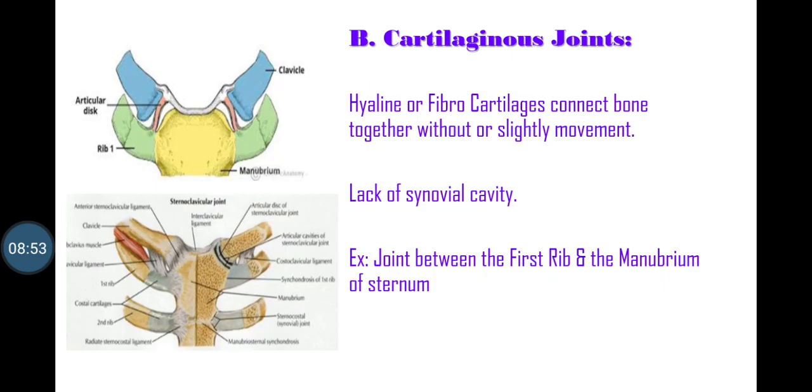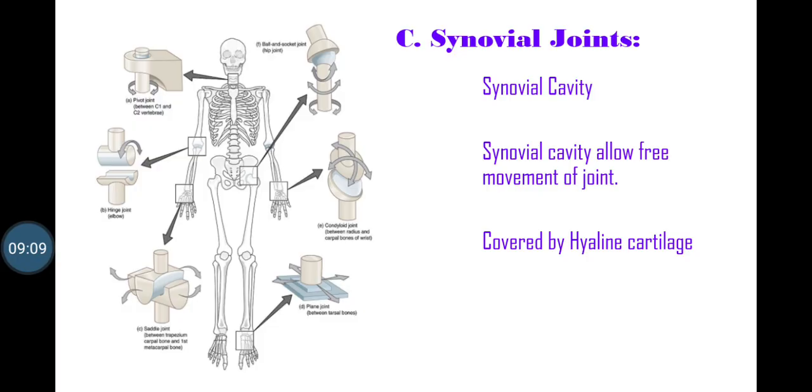Cartilaginous joints. Hyaline cartilage or fibrocartilage connects the bones together without or with slight movement. Here there is a lack of synovial cavity. Example, joints between the first ribs and sternum. Synovial joints. Synovial joints have a space between the articulating bones named the synovial cavity. Synovial cavity allows a joint free movement. Bones at synovial joints are covered by hyaline cartilage.